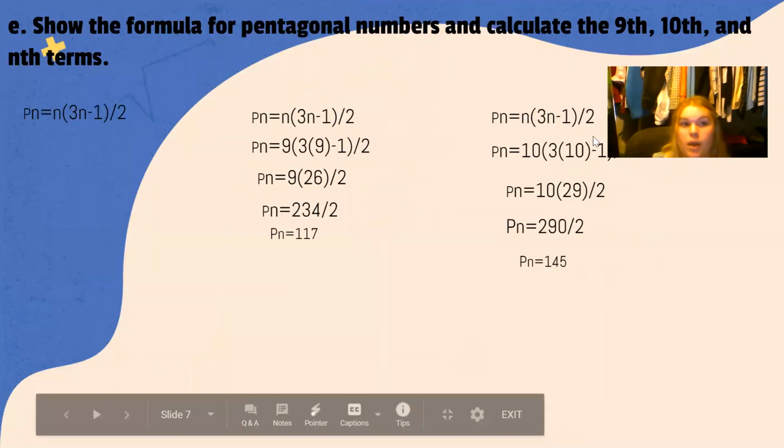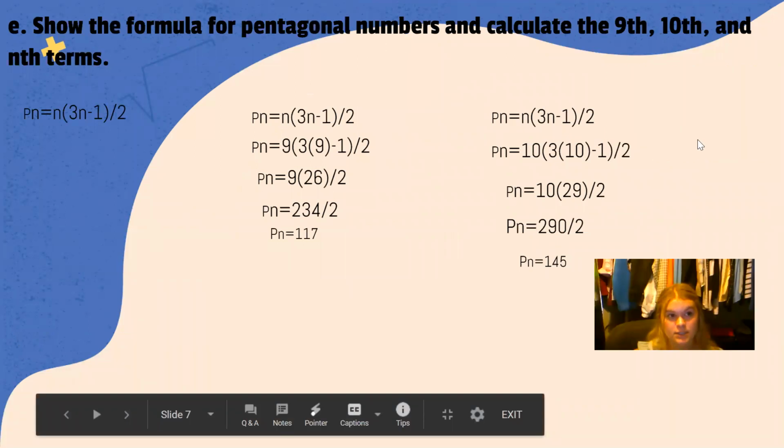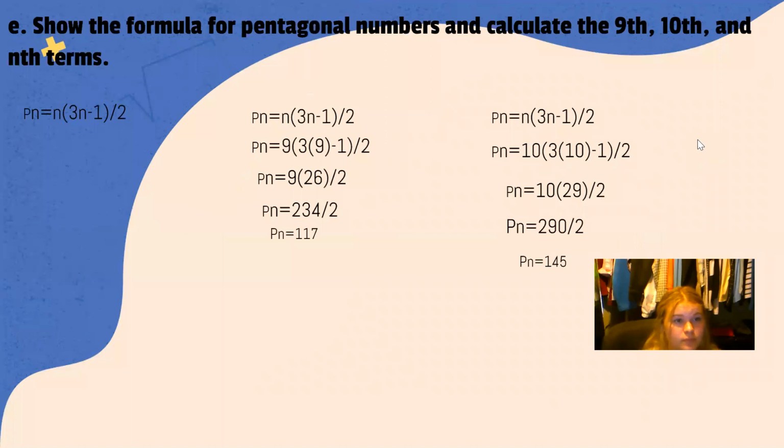Okay, the last problem. The last part to this word problem, part E: show the formula for pentagonal numbers and calculate the 9th, 10th, and the nth terms. So our nth term is already represented here as the pentagonal number. This is the equation we would use again if we need to find the 50th term. So our nth would be n times 3 times n minus 1, divided by 2.